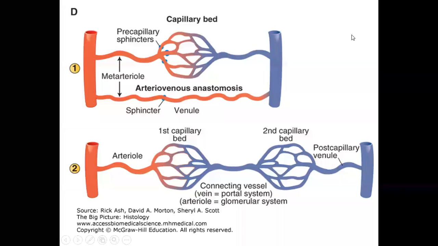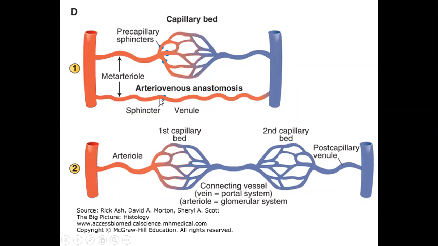Just to show you the AV anastomosis. So you can see here, this is the arteriovenous anastomosis.